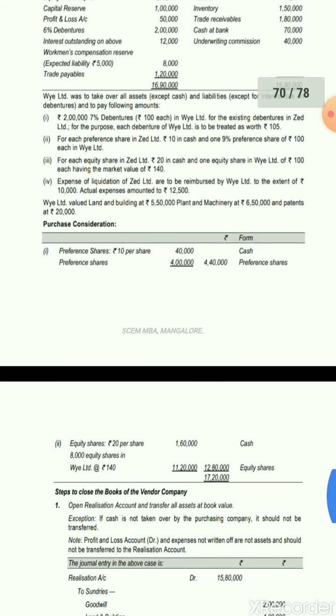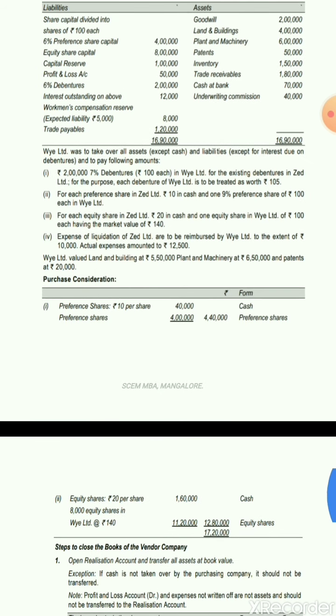Then we shall see the third adjustment. For each equity share in Z Limited, rupees 20 in cash and one equity share in Y Limited of rupees 100 each having the market value of rupees 140. Before getting deeper into this adjustment, we shall understand how many equity shares we have. When I explained the balance sheet, I told you that there are 8,000 equity shares. So how did I get 8,000? 8 lakh divided by 100. So I get 8,000. So here we have understood that there are 8,000 equity shares.